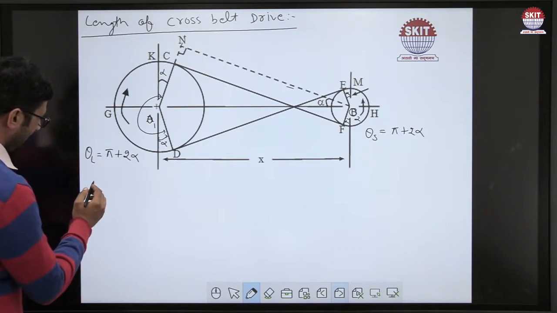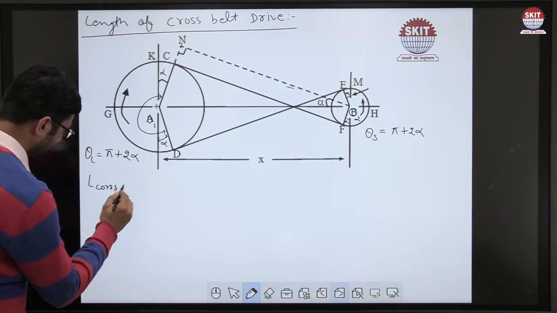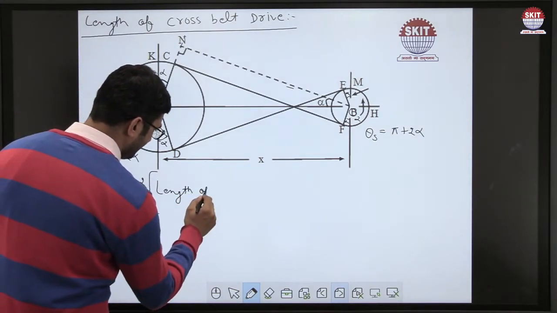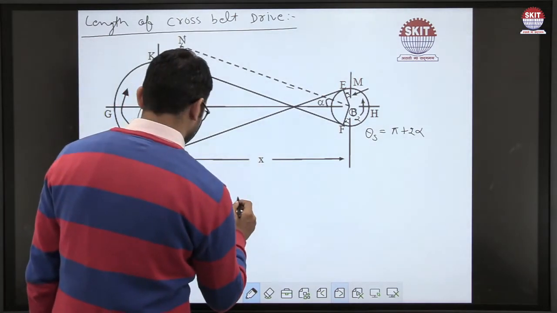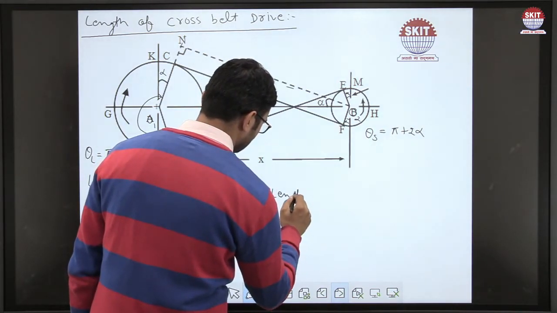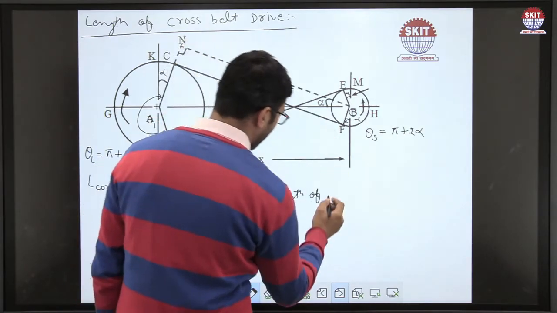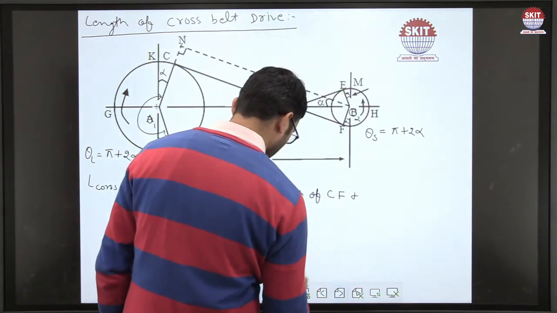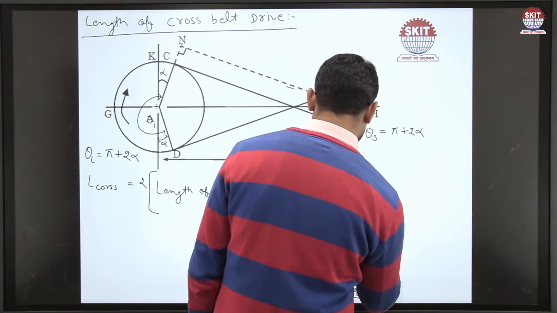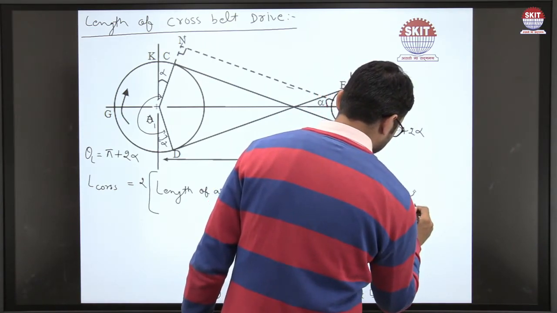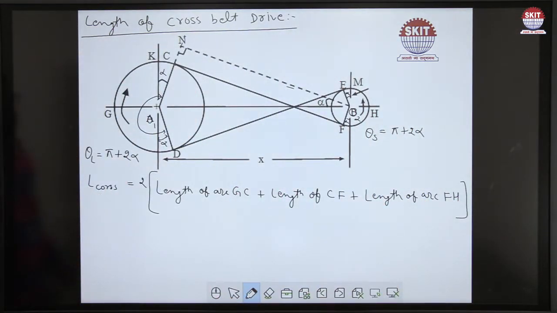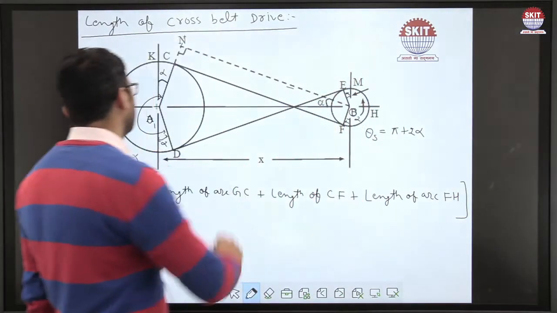So the length of the cross belt drive is two times the length of arc GC, from G point to C point, plus the length of CF, plus the length of arc FH, and multiply by 2, then it gives this expression, the total length required to connect these two pulleys.